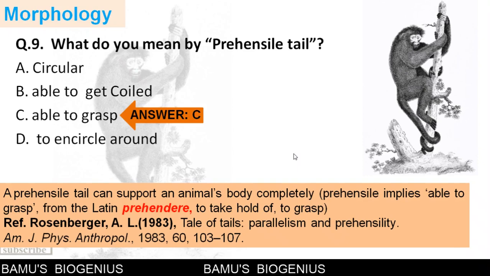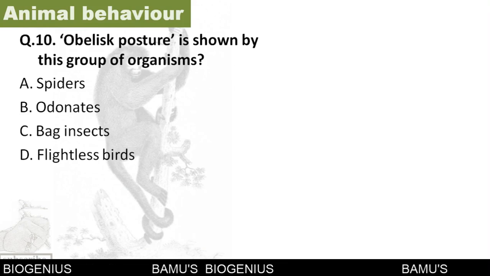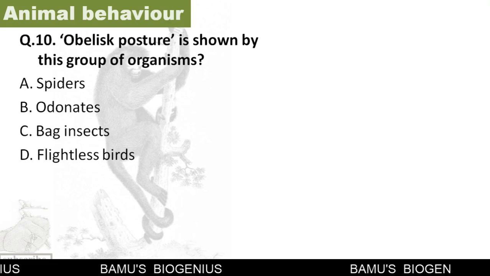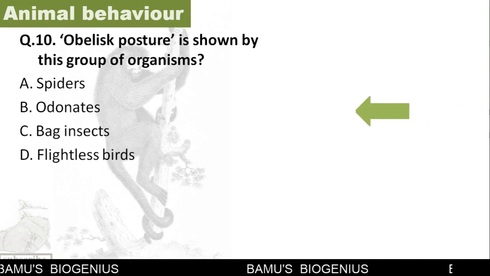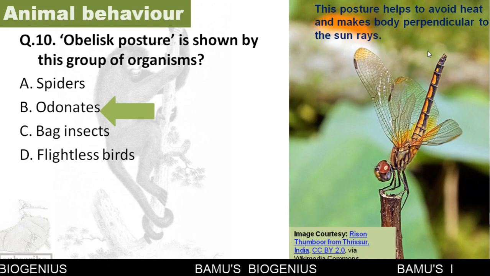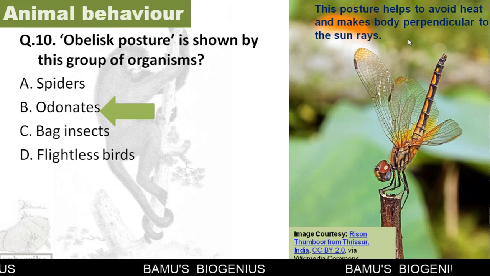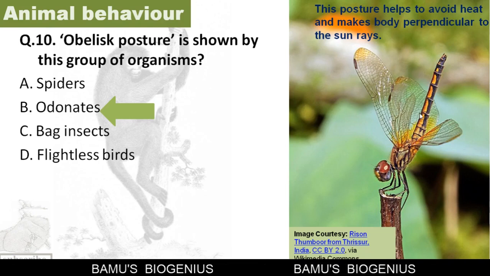Then question number 10. Obelisk posture is shown by this group of organisms. See, option is A, spiders, B, odonates, C, bag insects, and D, flightless birds. Answer is odonates. You can see here, this posture, the obelisk posture, helps to avoid heat and makes body perpendicular to the sun rays. You must have seen these odonates.